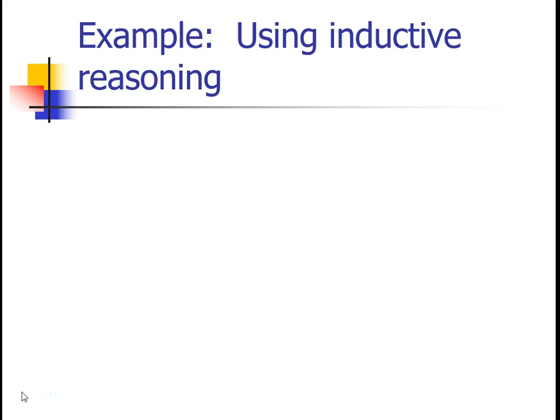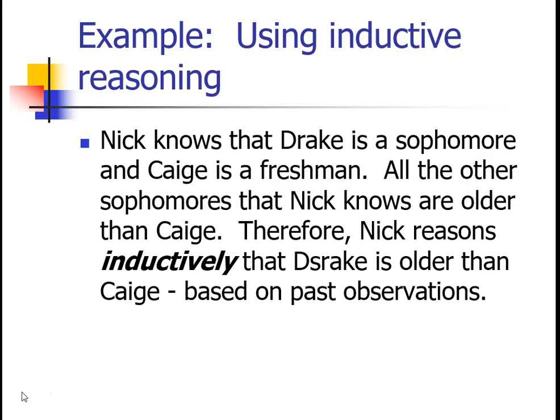Here's an inductive reasoning example. Nick knows that Drake is a sophomore and Cage is a freshman. All the other sophomores that Nick knows are older than Cage. Therefore, Nick reasons inductively that Drake is older than Cage. He's basing this on his past observations. This is an inductive conclusion, a conjecture based on inductive reasoning.